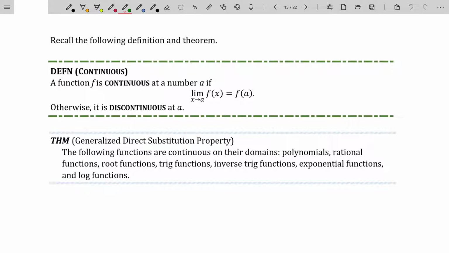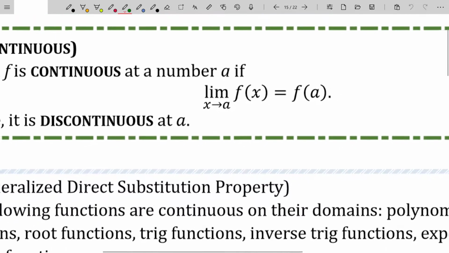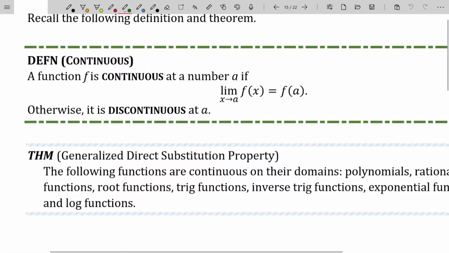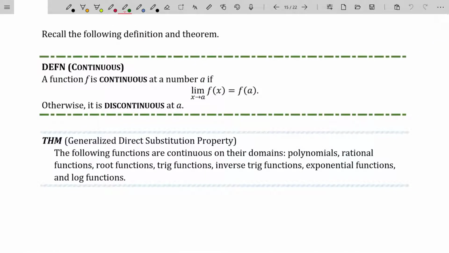So let's recall a definition and theorem that we mentioned a while ago in our series of videos here. A function is continuous at a number a if the limit as x gets really close to a of f of x is equal to f of a. Otherwise, it's discontinuous. And also, in that same region of material, the following functions are continuous on their domains: polynomials, rational functions, root functions, trig functions, inverse trig functions, exponential functions, log functions.